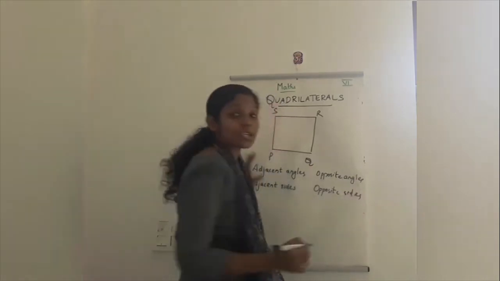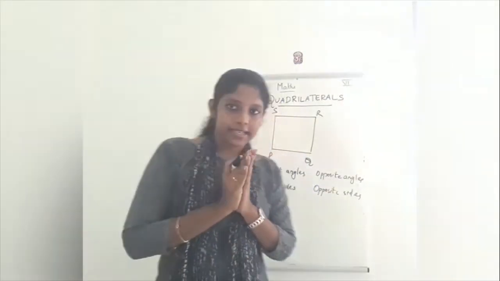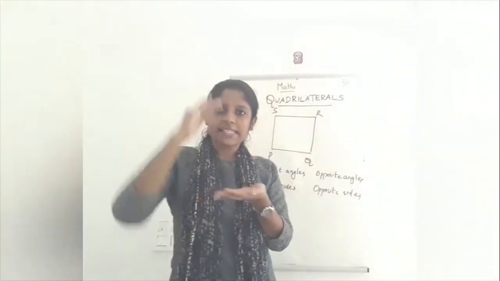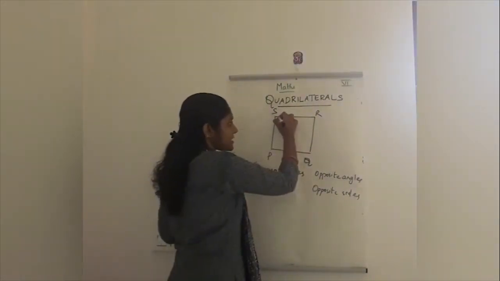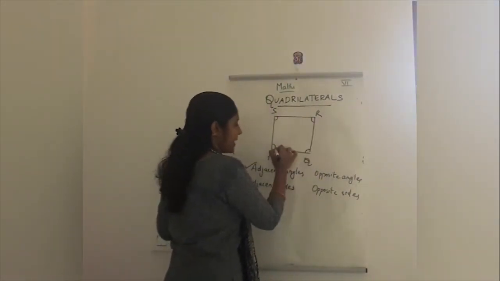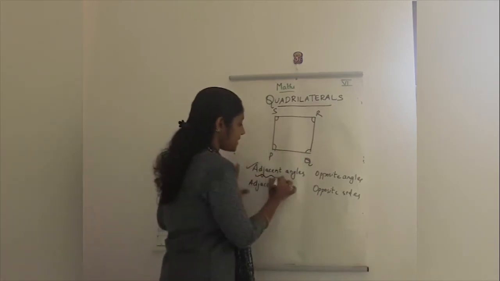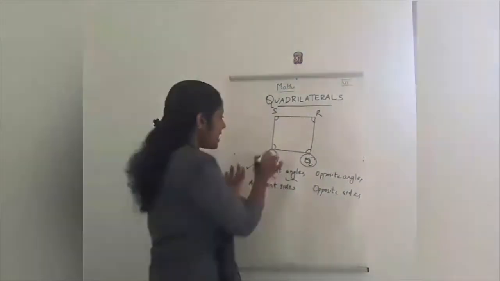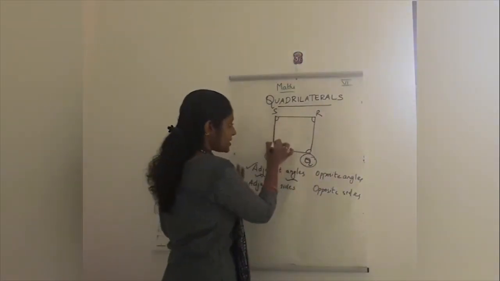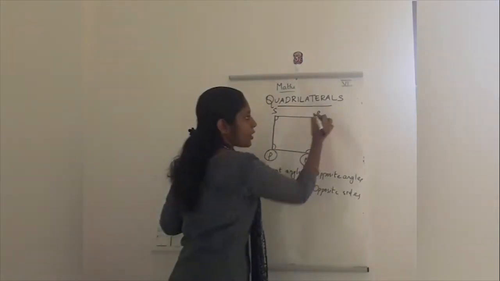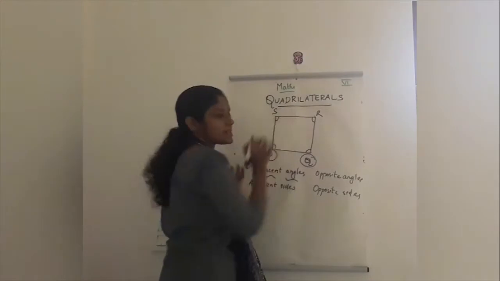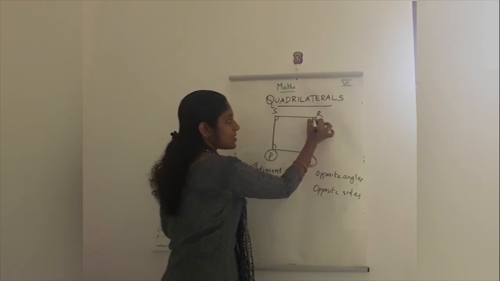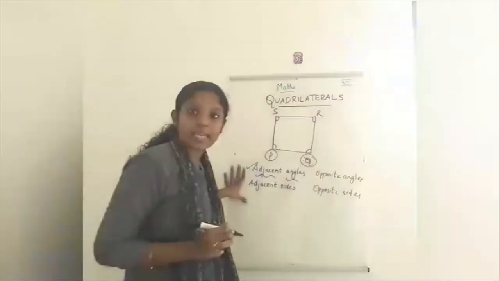So what is adjacent? Adjacent means lying next to each other. The first term is adjacent angles. Adjacent angles are angles which lie side by side. In this quadrilateral we have angles S, R, Q and P. P and Q are adjacent angles, that is, they are lying close to each other. P and S are adjacent angles, also lying close to each other. Q, R are adjacent angles, and R, S are adjacent angles. So these are the adjacent angles.